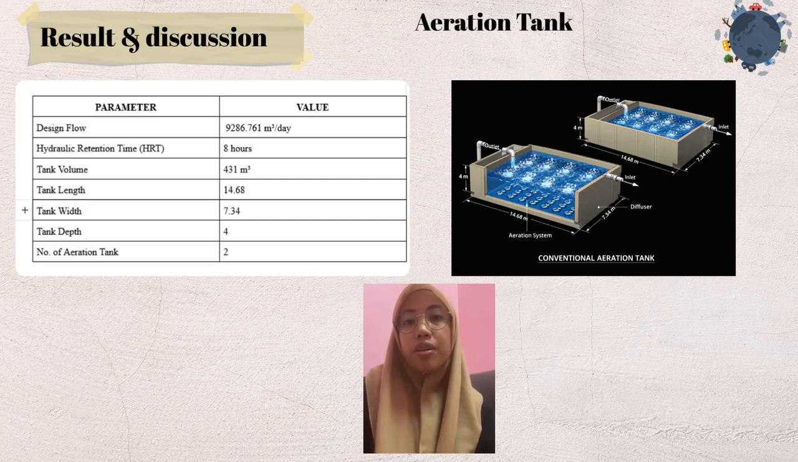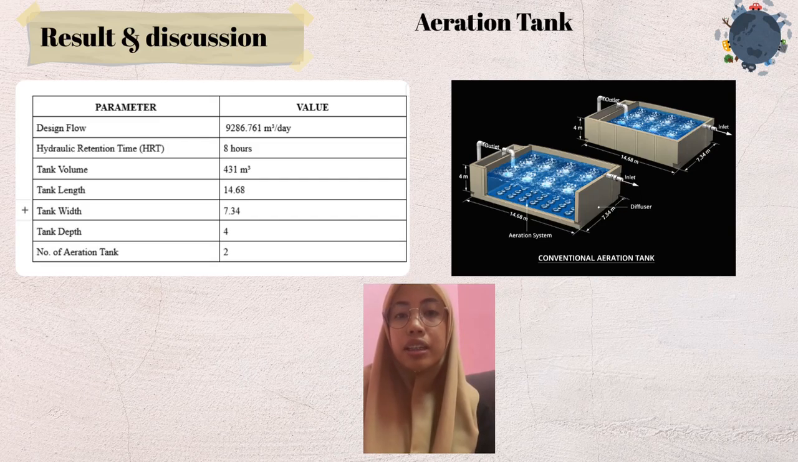Today I will give a brief overview of the conventional aeration tank used in our wastewater treatment plant. The system is designed to handle a design flow of approximately 90,200.16761 meter cubic per day with a hydraulic retention time of 8 hours to ensure effective biological treatment. The total volume of each tank is around 431 cubic meter, and there are two tanks arranged in parallel.